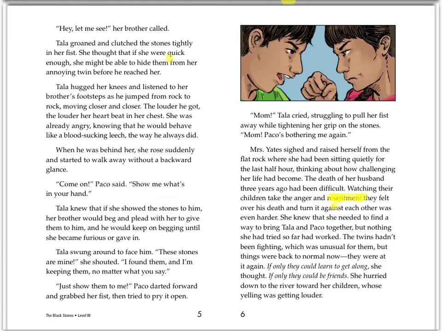Karina, you highlighted resentment. Who would like to read the sentence with resentment in it? "Watching their children take the anger and resentment they felt over his death and turn it against each other was even harder." Okay, so what do you think might be another word for resentment? Andy? Challenge. "So watching their children take the anger and challenge they felt over his death and turn against each other was even harder."